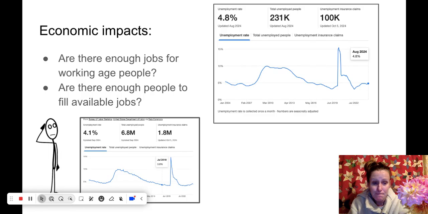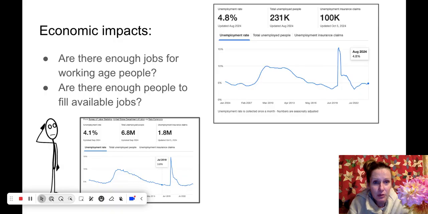If you need certain workers just to have society rolling and there's no one to fill those roles, that could be a problem. Imagine you don't have enough doctors and nurses, if you don't have enough police officers, if you don't have enough teachers, if you don't have enough maintenance workers at the grocery store, right?